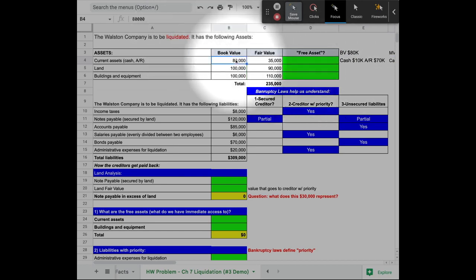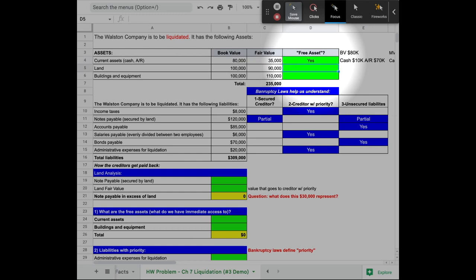So that's why you might have a situation like $80,000 book value, $35,000 fair value. Okay, with that sort of frame in mind, let's now walk through step 1. What are the free assets here? Free assets, and we're going to use that term and build this into our computation below. What can we sell immediately and get access to cash with? Okay, that's the question.